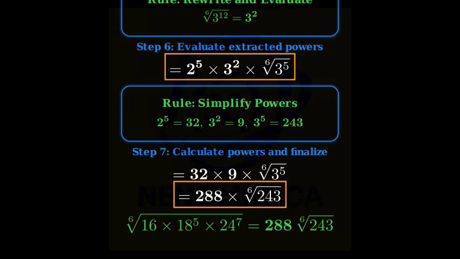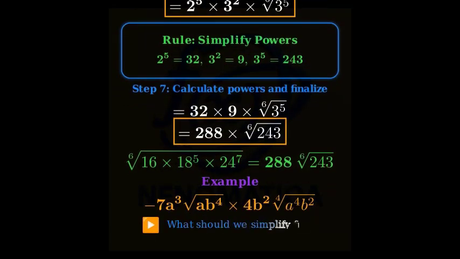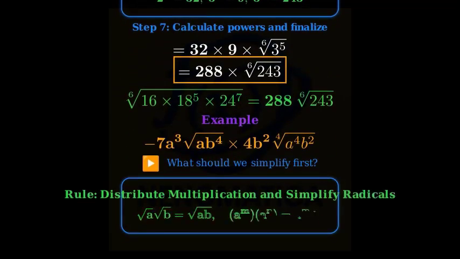Now a second example with variables. Show the example label, then the orange statement. Rule: multiply coefficients and use radical properties. Group constants first. Convert the radicals.